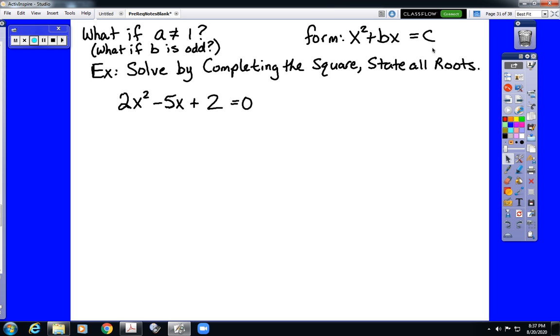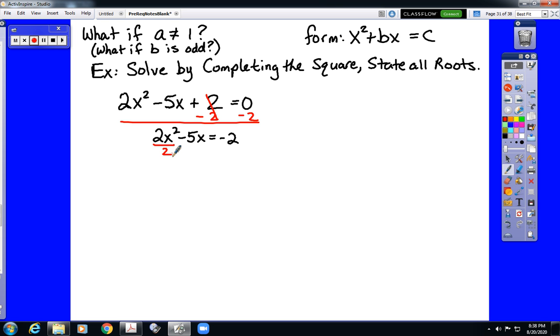So when we look at our example here, there are two things that have to happen before we can start solving this problem. One, we still need to move the numeric term to the right side by subtracting 2 from both sides, which would give us 2x squared minus 5x equals negative 2. Now, where we run into an issue is that we're still not ready to start because we still do not have a 1 in front of x squared, and we have to have a 1 in front of x squared. So the only way we can turn 2 into 1 is by dividing it by 2.